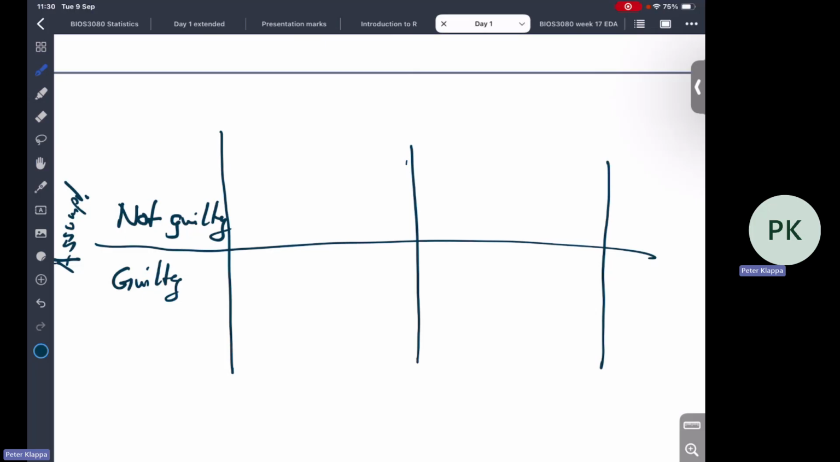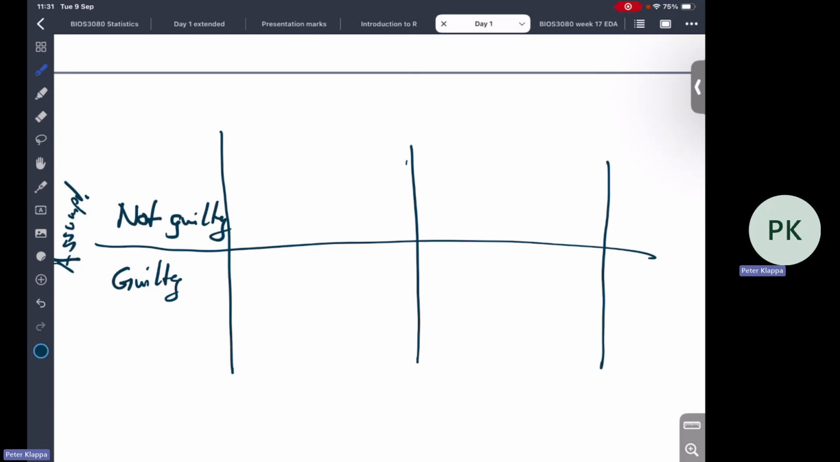By the way, that's the English system. If you go to court in Scotland, there is a third option. Does anyone know? It's called not proven guilty. It means we know exactly that you did it, but we can't prove it, for heck's sake, right? But we do English law. So the assumption is not guilty.